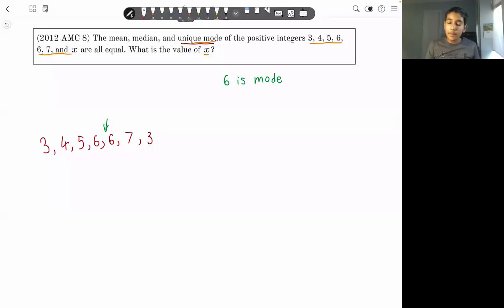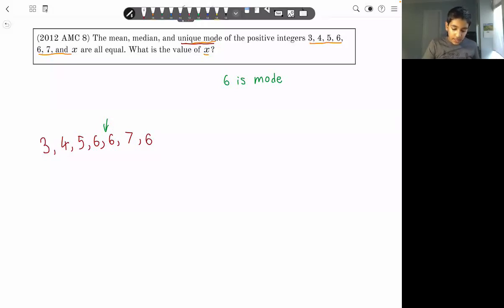So we have a unique mode in our list. So we can't have two 3s, two 7s, two 4s, two 5s, etc. So x can't be 3, or any of the other values that already appear. Therefore, x has to either be an integer that does not already appear on the list, or it could be 6 too. Since if it was 6, the unique mode would still be 6. So it can still be anything there.